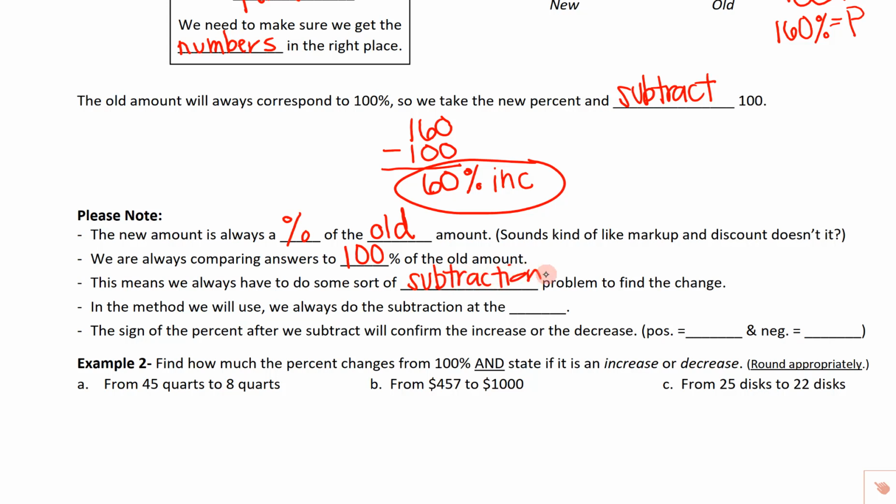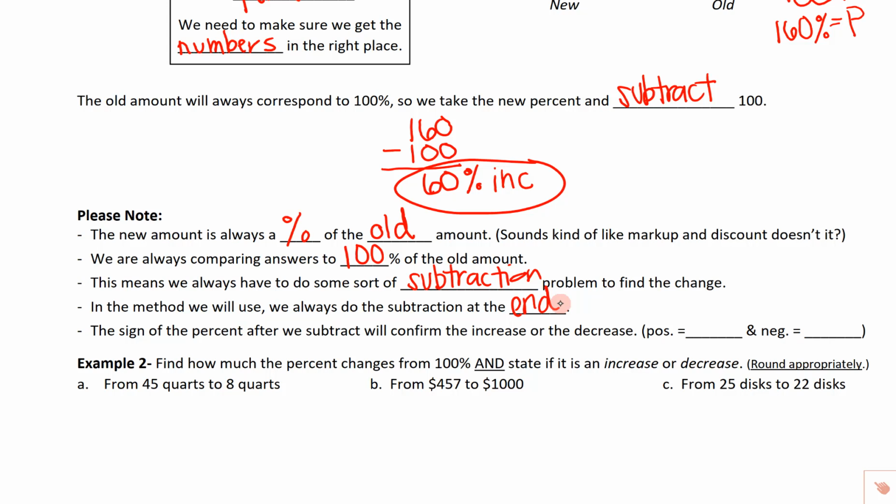Okay, to find the change. And in this method, we always do the subtraction at the end. The thing about these percentage problems is there are actually lots of ways we can solve them, but we're sticking to the way that we've been practicing, so there's just one way we have to remember, but there are definitely lots of ways that we can solve this.